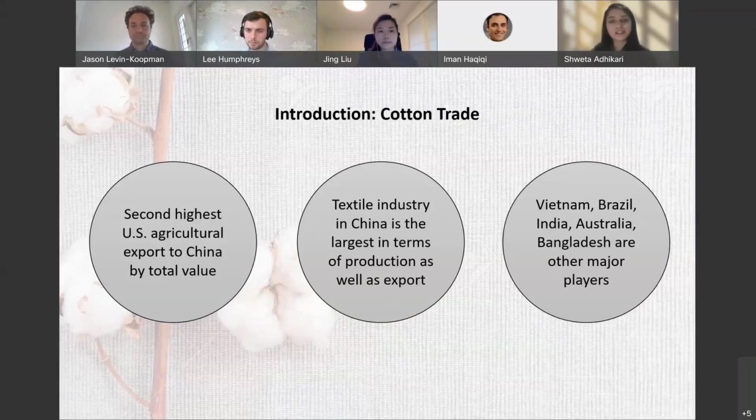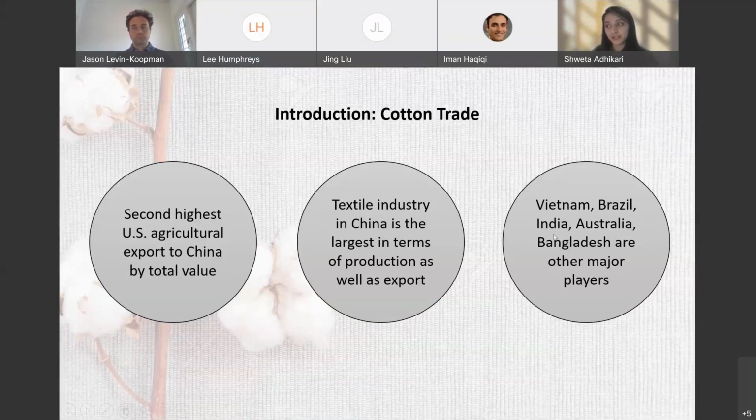So exports are an important component of the US cotton industry, and cotton is the second highest US agricultural export to China by total value after soybean. On the other hand, the textile industry in China is the largest in terms of both production as well as export. And apart from these two major players, we have Vietnam, Brazil, India, Australia, Bangladesh, which are other major players when it comes to cotton and textile trade.